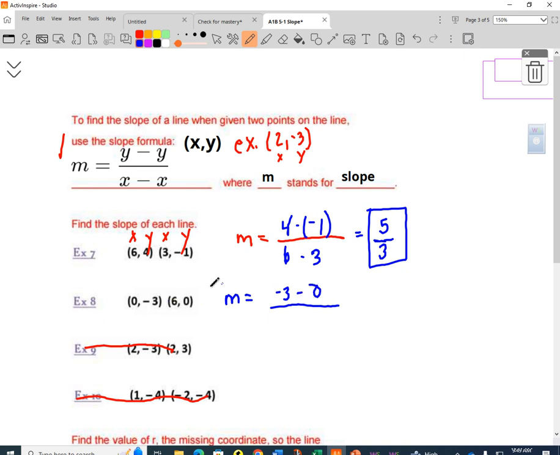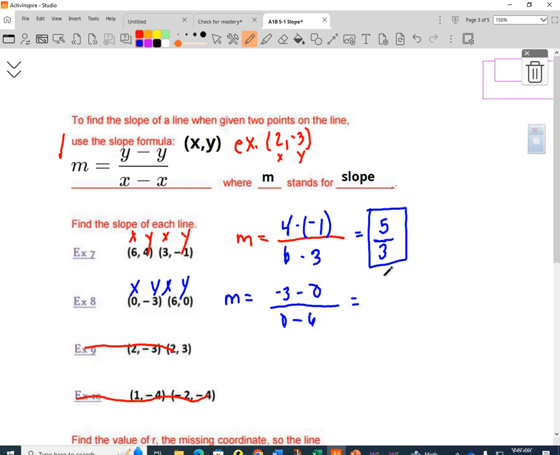Very good. Negative 3 minus 0, y minus y. Because Anson used negative 3 here first, we're going to use that for our x first. You'll see that this is this ordered pair, right? The ordered pairs just have to be lined up, stacked on top of each other. It does not matter which one you do first. And then the other x is 6.